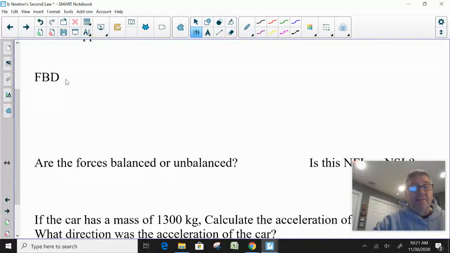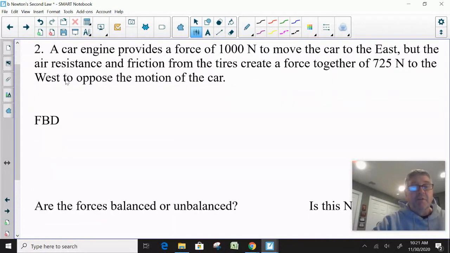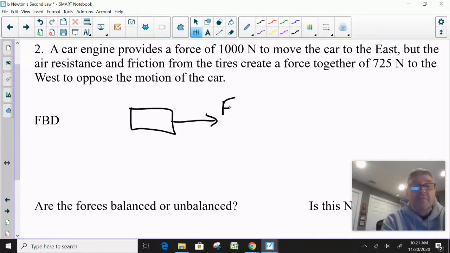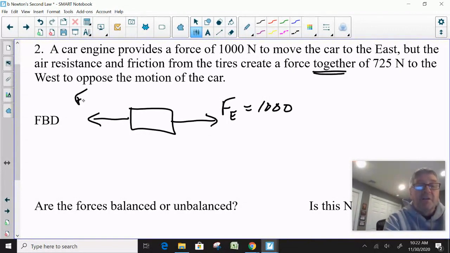Now, let's do maybe one or two more quick examples. I apologize, this is a little tedious, but let's do a free body diagram. It has a car going down the road. There's a force from the engine pushing it forward, and there's air resistance and friction pushing it back. So again, I'll draw my car as a box. I'm going to say there's an engine, so the force due to the engine, or applied, is 1,000. And then we'll put the friction and the air resistance together as one vector, we'll call this friction, is 725.